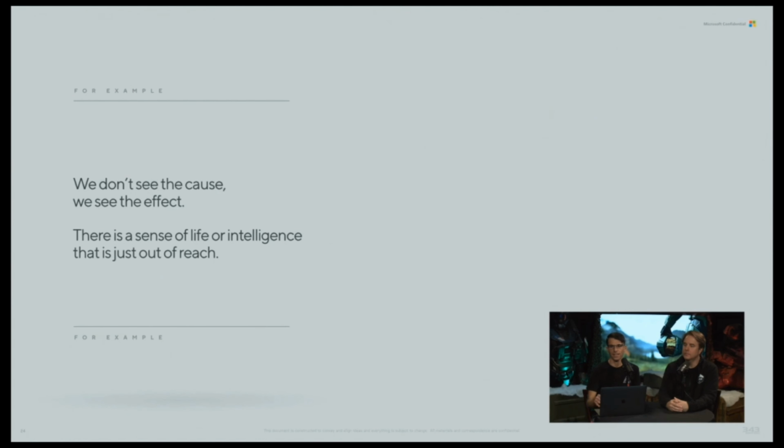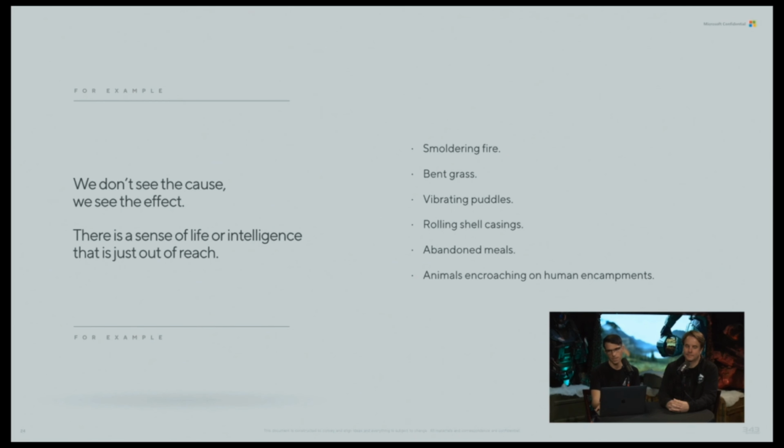And so there's this sense of life or intelligence that's just out of reach, and the ideas became like, as you're arriving at the shot, you're seeing a smoldering fire, again eliciting the idea that there's a sense of life that you're not seeing, or bent grass, or vibrating puddles, or rolling shell casings, or abandoned meals, or animals encroaching on human encampments, or the sea reclaiming a warthog. Some of these got into the trailer, some of them didn't.